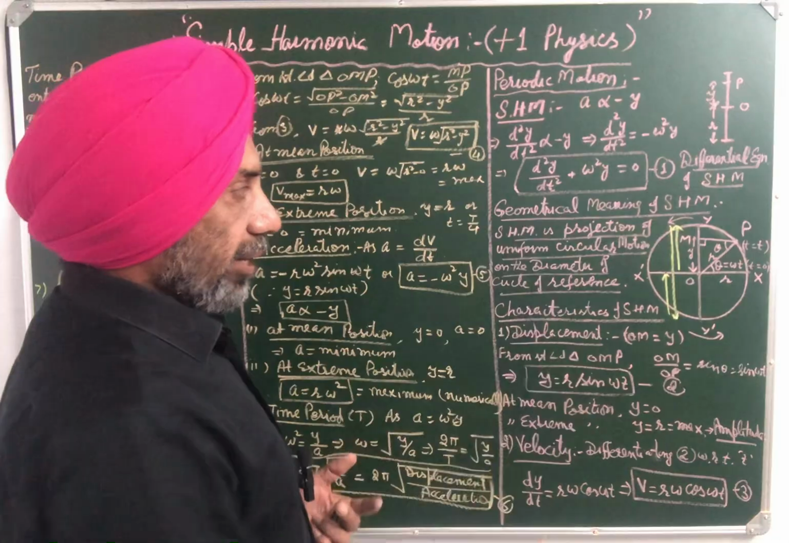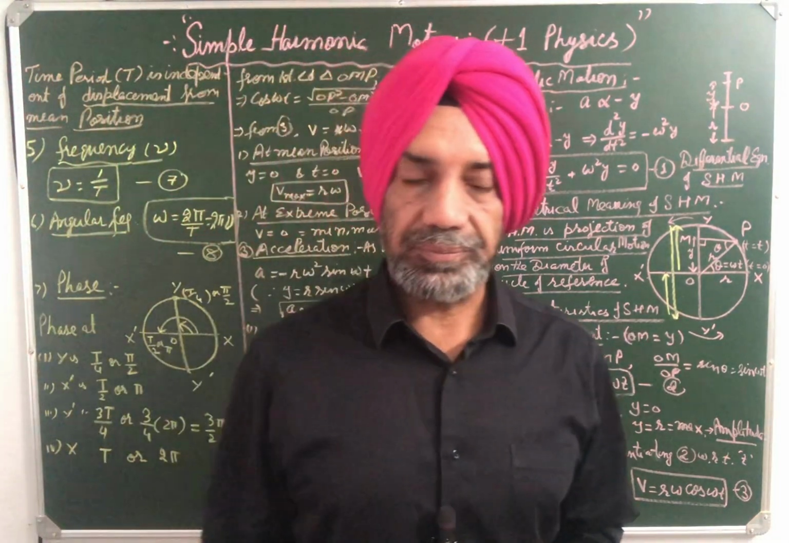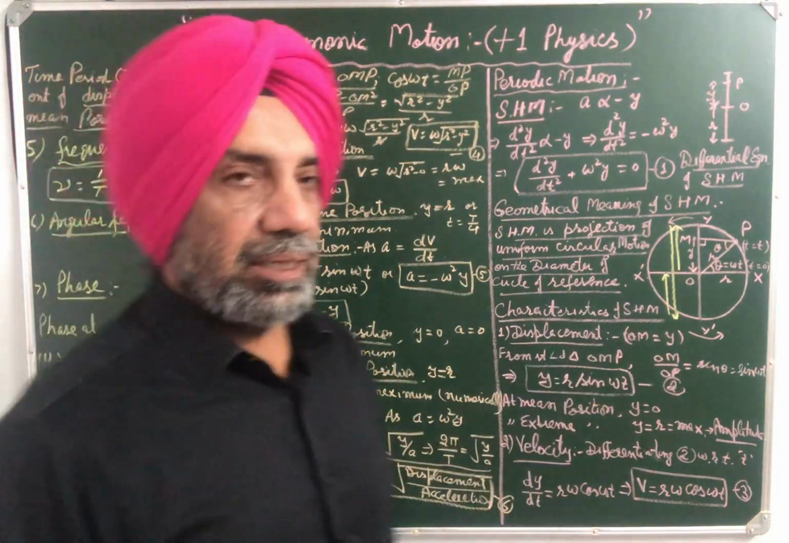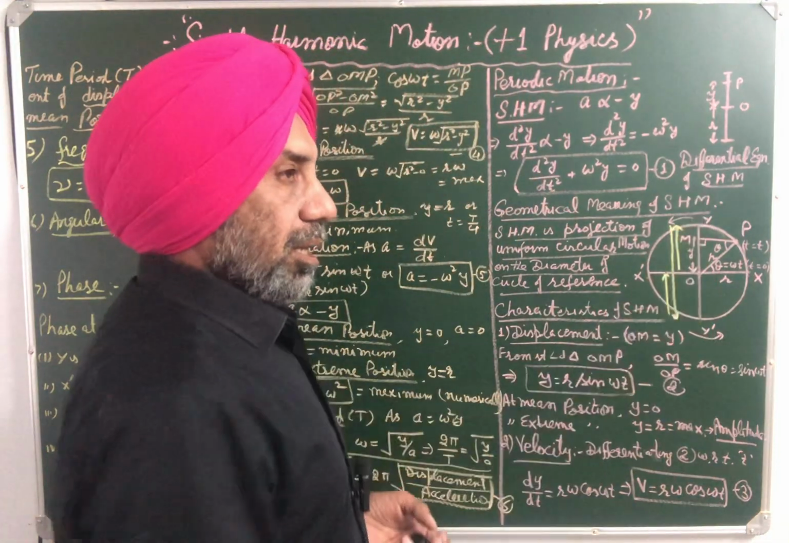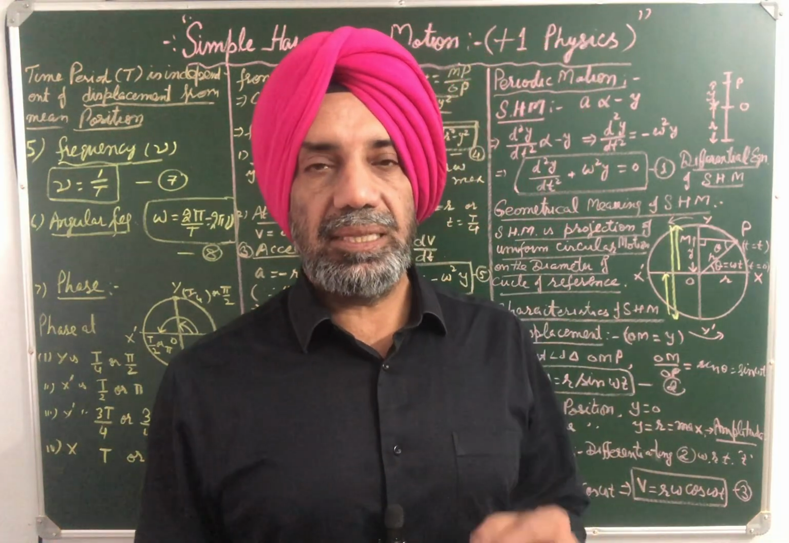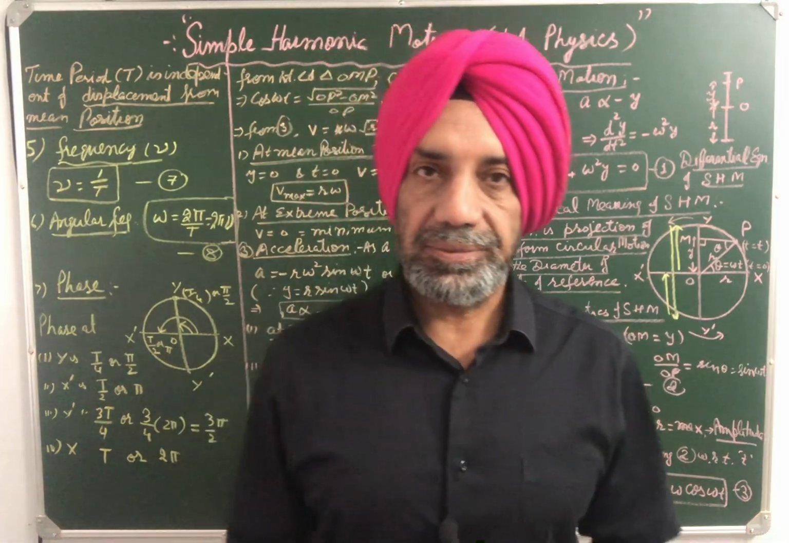So this is the geometrical meaning of simple harmonic motion. Now we come to characteristics of simple harmonic motion. First is displacement of a particle executing simple harmonic motion, like M. So displacement of a particle executing simple harmonic motion is nothing but its distance from the mean position at that instant.